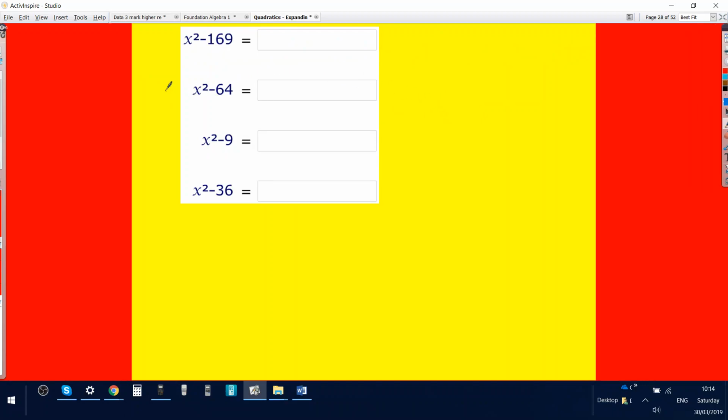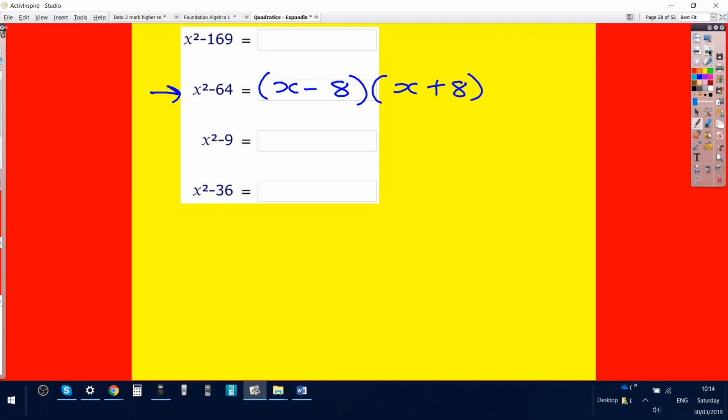How about this one? So in other terms, that would be x squared plus 0x minus 64. So I'm just quickly writing that down. So would it be x minus 8 and x plus 8? Yeah. Okay.